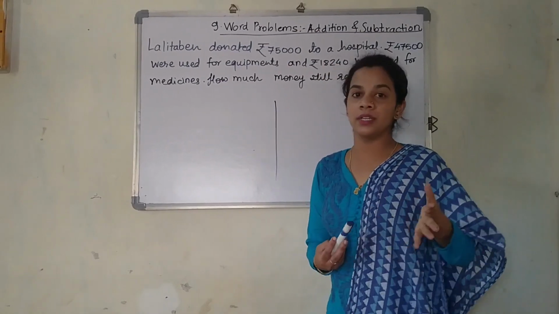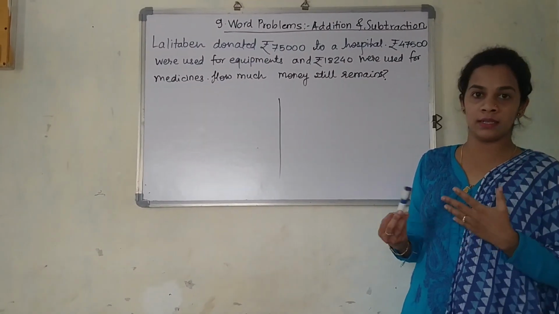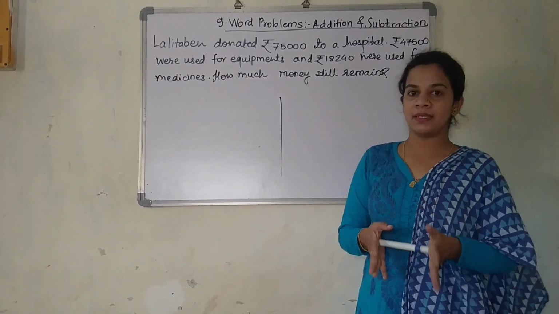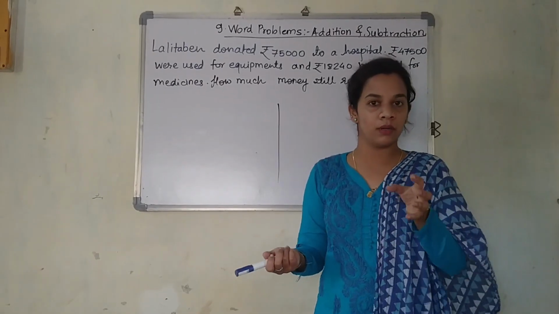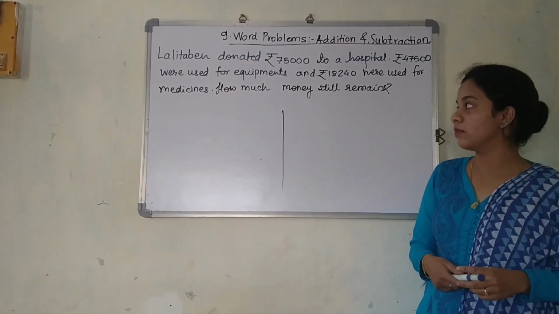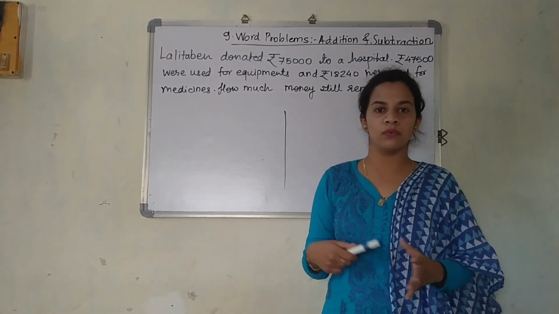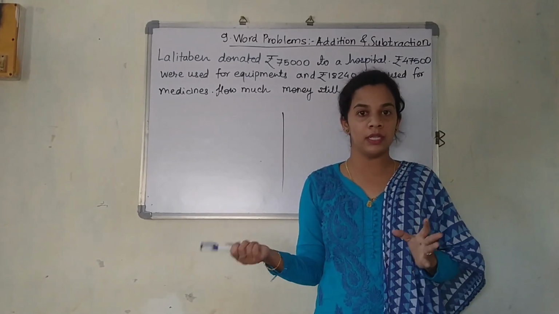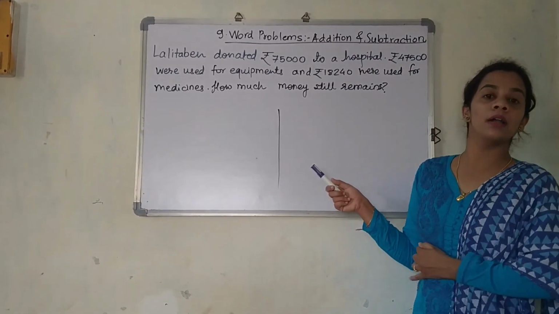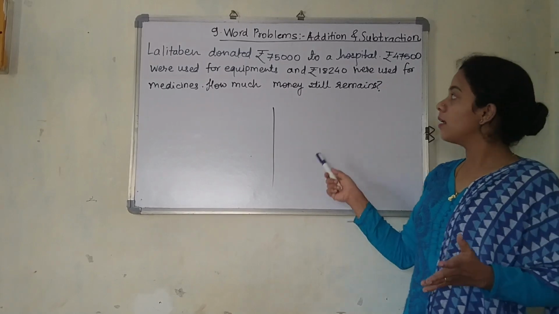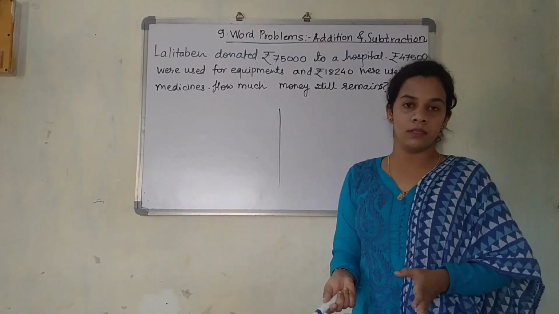So now we are going to see the next question based on the mixed problem. How it is a mixed problem, how we are going to understand that, see near the board. Lalita Ben donated rupees 75,000 to a hospital. She was the one who donated that particular amount to the hospital, that was 75,000. Rupees 47,500 were used for equipment. Whatever equipment is required in the hospital, to purchase that, from that amount 47,500 rupees were used, and 18,240 were used for medicines.